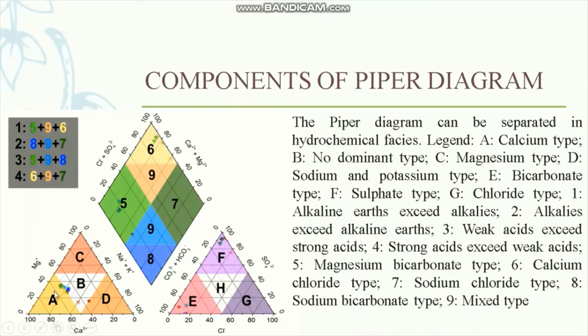A denotes calcium type, which is here, is 100%. So they are taking from 50% to 100%, that is calcium type. B denotes no dominant type, which is here in the middle section. Then C is magnesium type, which is this side. Magnesium is increasing from this side to this side. So if you see, magnesium is 100 over here. So this is magnesium, and likewise they have described here also. So this is the basic understanding behind a Piper diagram.